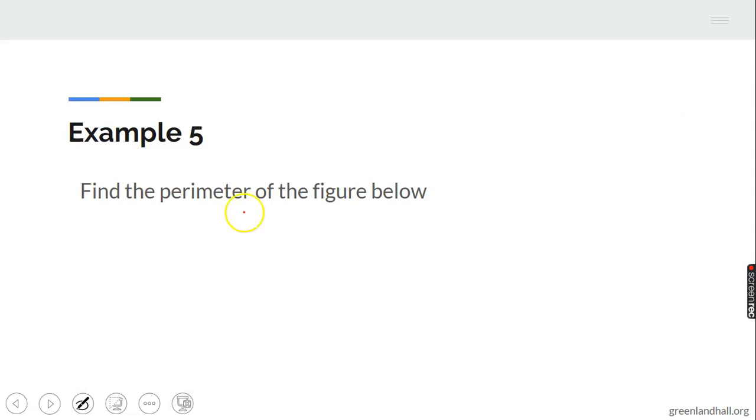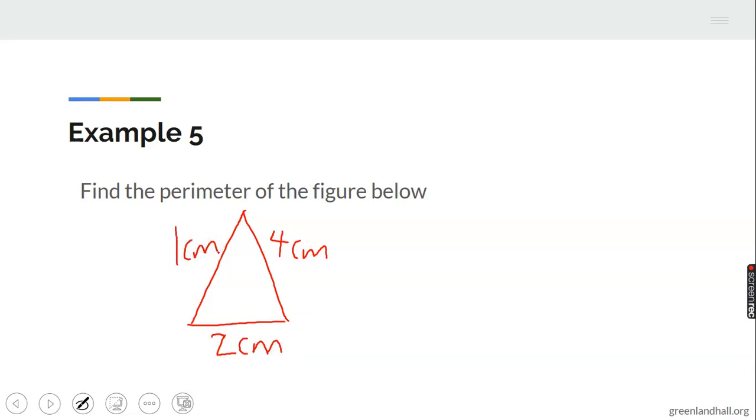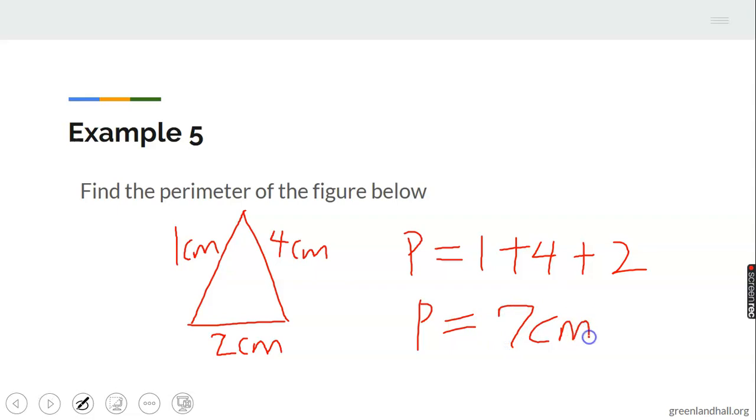Now let's have another example. Let's say this is 4 centimeters. This is 2 centimeters. And this is 1 centimeter. So the perimeter will just be what? 1 plus 4 plus 2. And this will give you 7 centimeters.